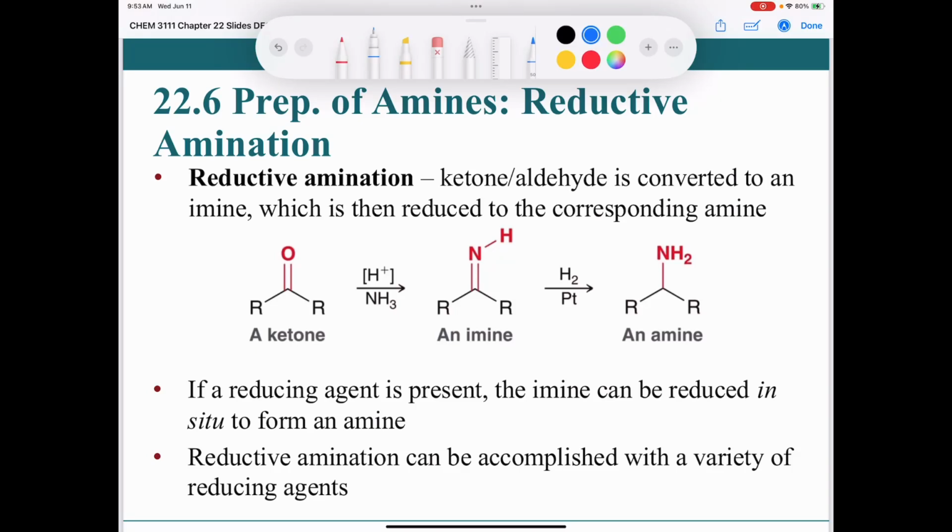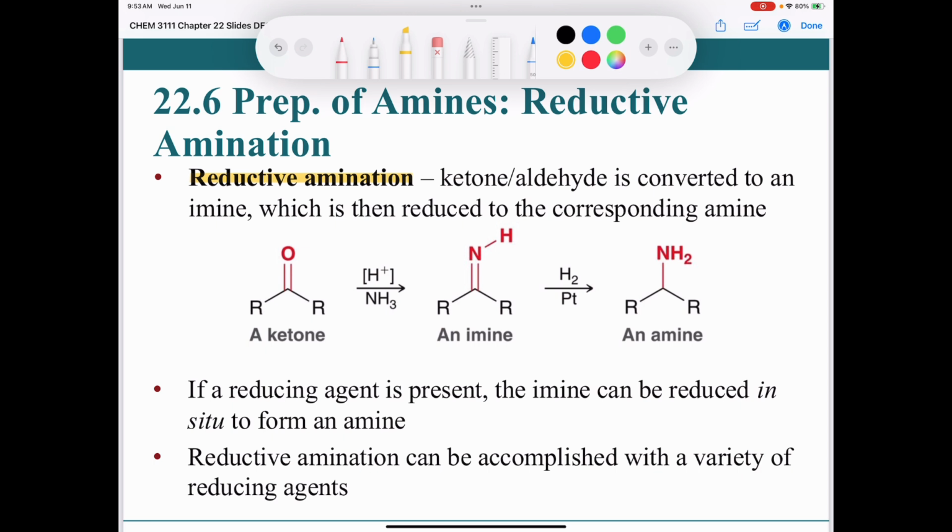Okay, our next way to make an amine is one of the most popular methods of making amines today, and that is reductive amination. Reductive amination is where we take a carbonyl compound, a ketone or an aldehyde, and we convert it to an imine, and then we reduce the imine down to an amine.